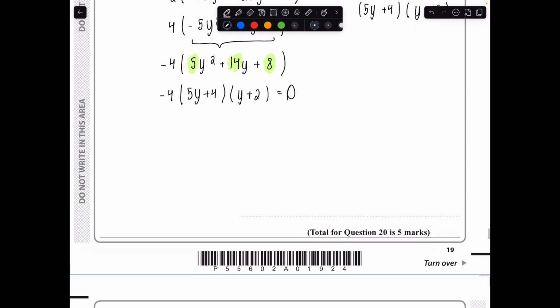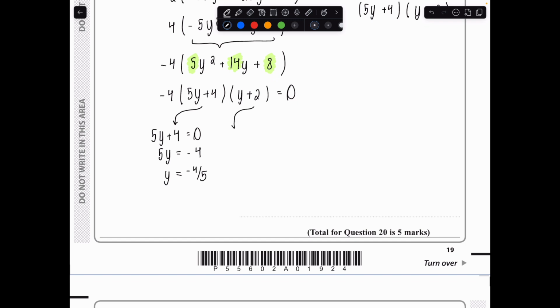So from here, let's actually find out what the values are for y. So if 5y plus 4 can equal 0, what's the opposite of adding 4? Subtracting 4. So we subtract 4 to both sides. So we get 5y is equal to minus 4. Then we don't want 5y, we want y on its own. So in that case, we have to divide both sides by 5. So we get minus 4 over 5 as our first value for y.